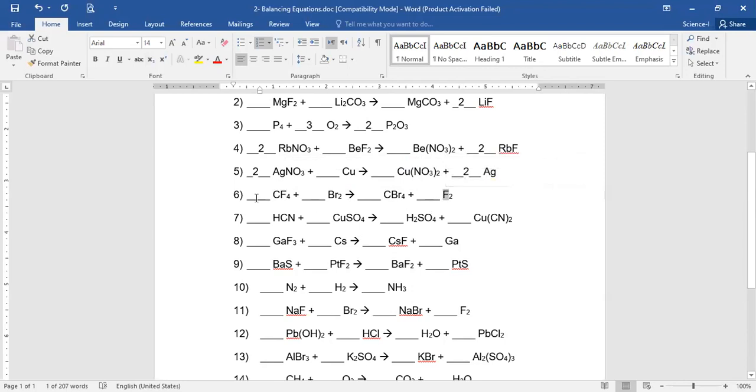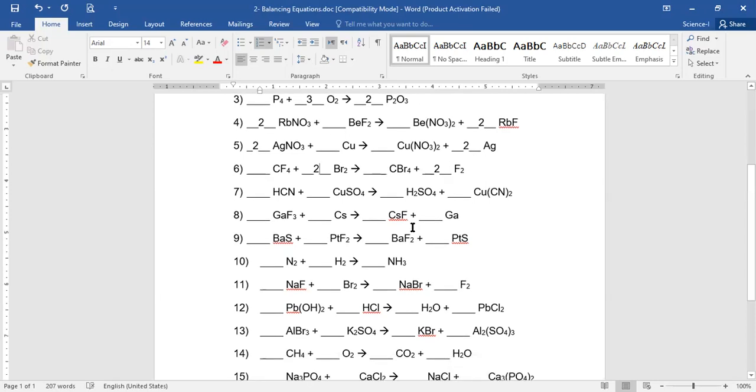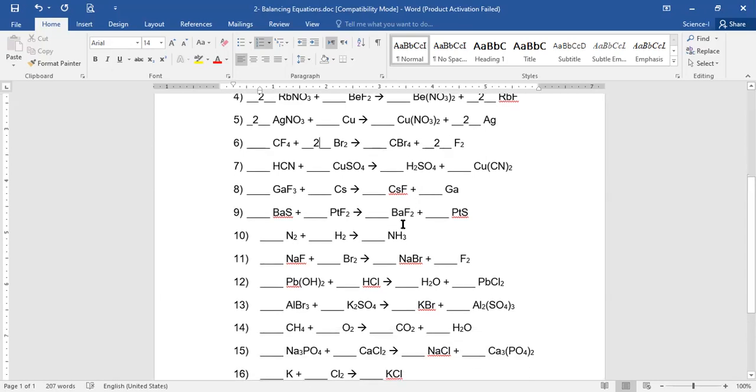Multiply 2. Where? Here or here? On the right. Yes. Okay, good. So like this, the fluorine is balanced. How many P here? 2. And here? 1. P 4 here? 4. So what we should do? Multiply by 2. On the left. Yep. Is it hard like this? No. Okay. So then let's pass to number 7.